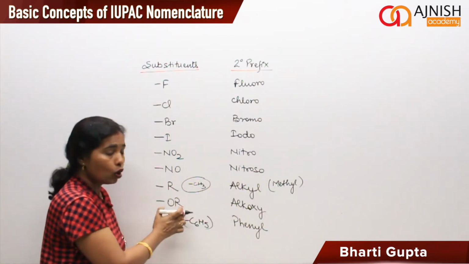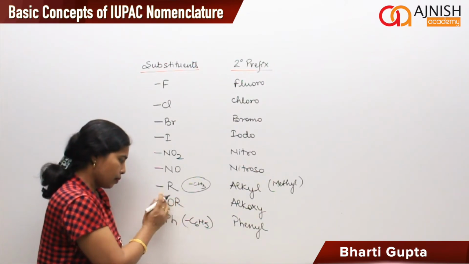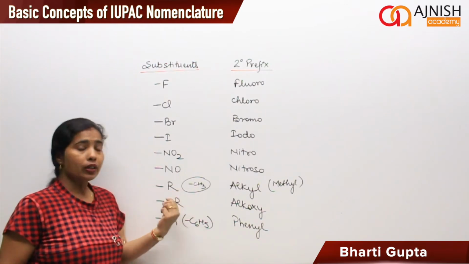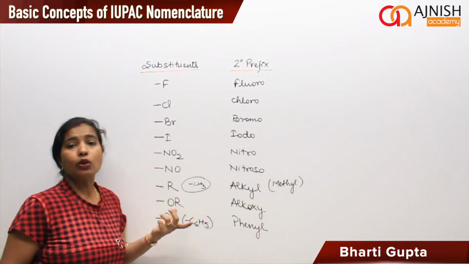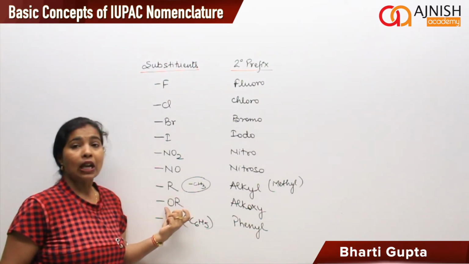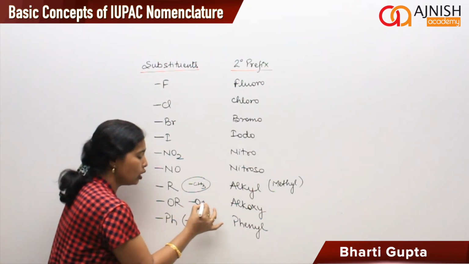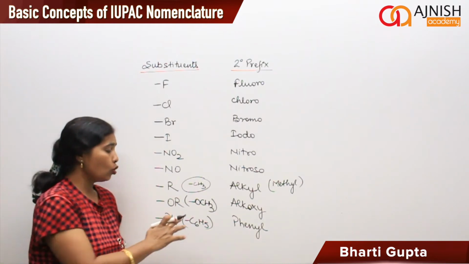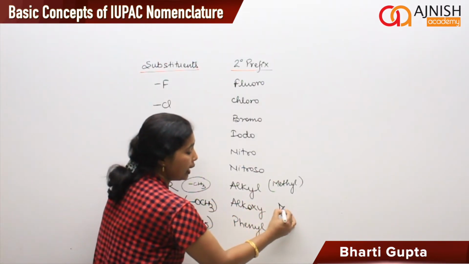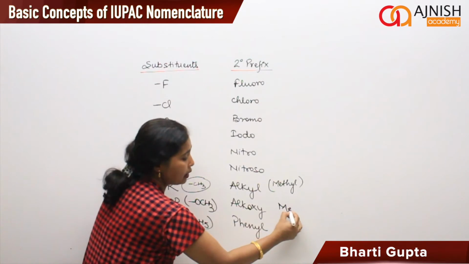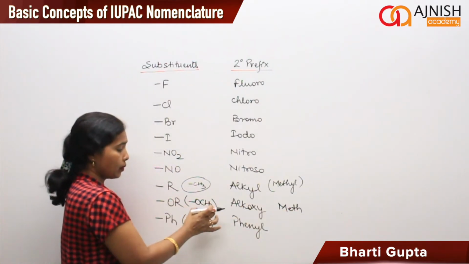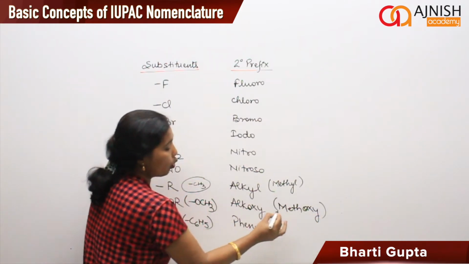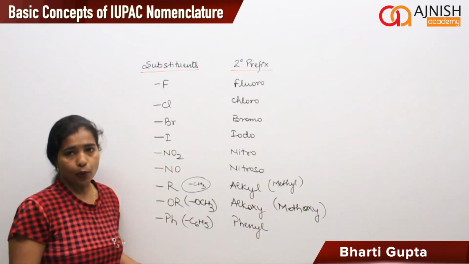Then, if some alkyl group is prefixed by oxygen and it is present as a substituent, then this group is called an alkoxy group. This OR is called alkoxy. For example, if somewhere you have an OCH3 group, there is one carbon, so it is meth, and this is alkoxy, so it is followed by oxy. So the OCH3 group will be called a methoxy group.